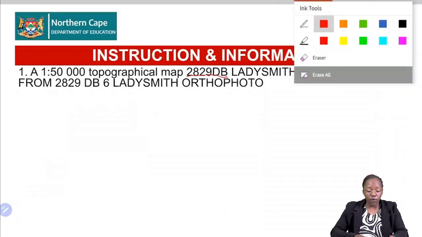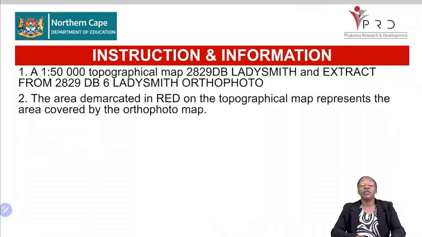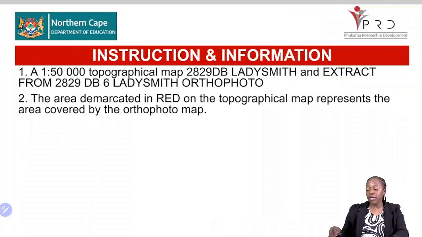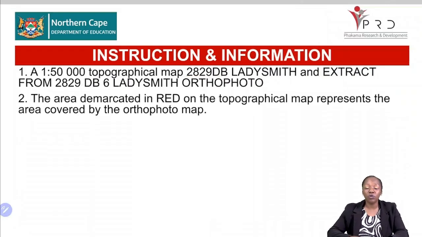So looking at our second instruction, remember we will be doing the map skills as well as your map calculation. The area demarcated in red on the topographical map represents the area covered on the orthophoto. So again, this gives you a clue that if you cannot identify clearly on the orthophoto map, just go to the topographic map, because in that area that is covered in red, it is too small on the topographic map, but it is in color and there are symbols. And then when you're looking at your orthophoto map, it is black and white, even though it is larger.